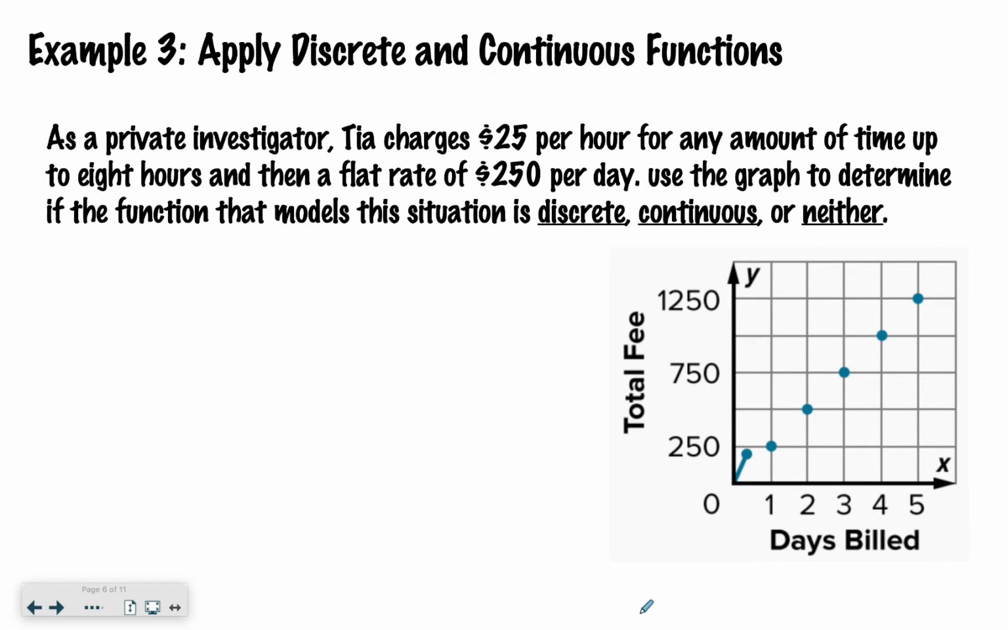Moving on. Apply discrete and continuous functions. As a private investigator, Tia charges $25 per hour for any amount of time up to 8 hours, and then a flat rate of $250 per day. Use the graph to determine if the function that models the situation is discrete, continuous, or neither. Okay, so let's take a look at this graph. We have a little segment right here, and then a bunch of dots. So what is it called when you have a little bit of a line and then a lot of dots? That is an example of neither.